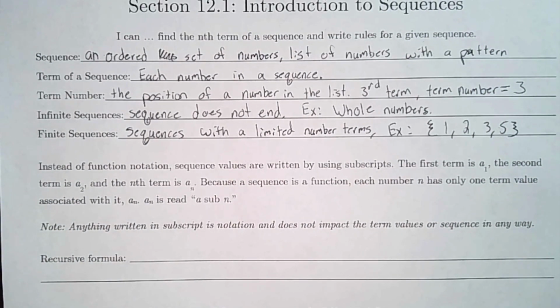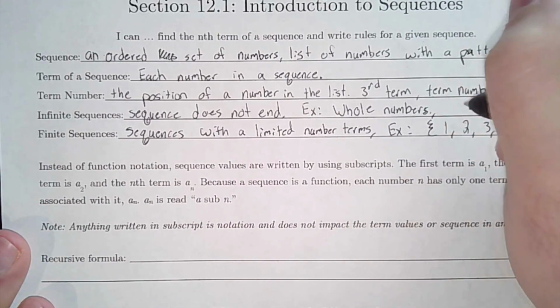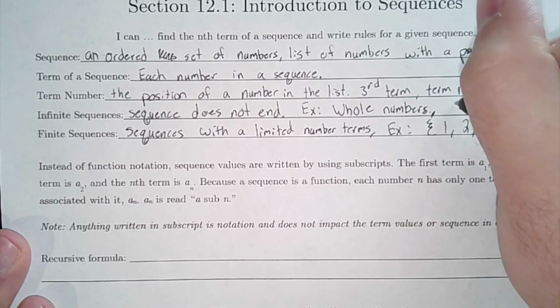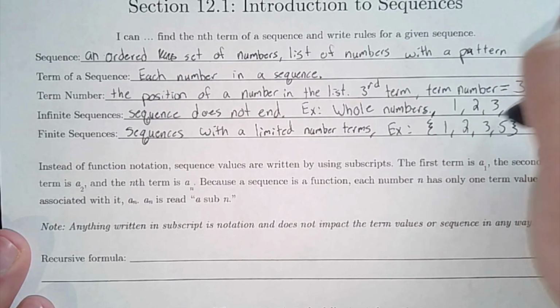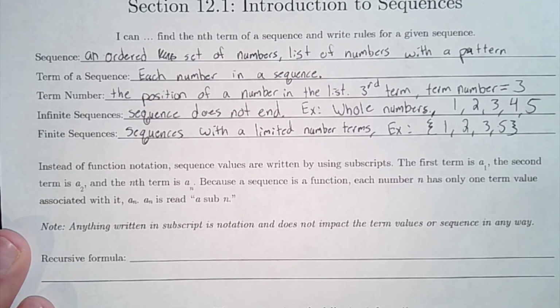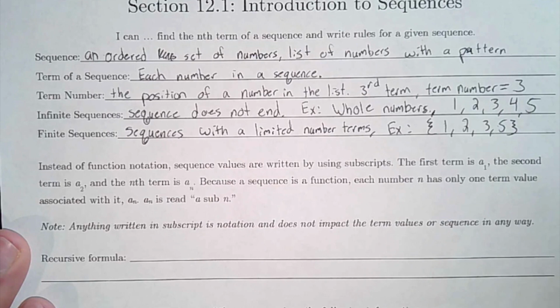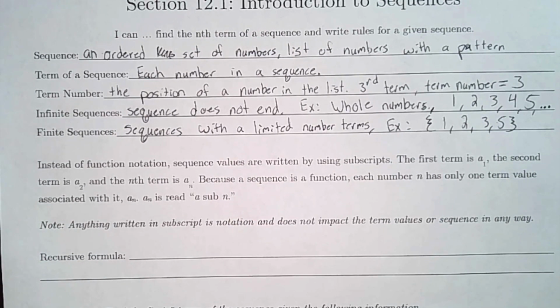If I go back to infinite sequences, I can list the exact same sequence: 1, 2, 3, 4, 5, but the way I indicate that it goes on forever is I put another comma and I put 3 dots at the end. Those 3 dots just indicate that it keeps going and it's going to continue to follow that same pattern.